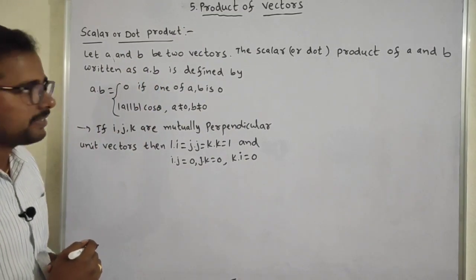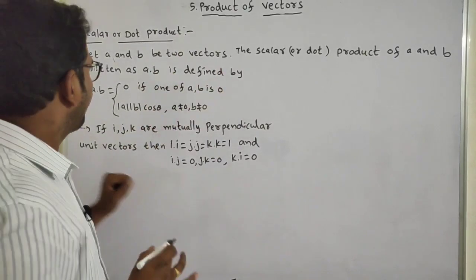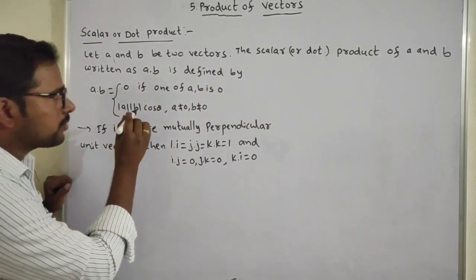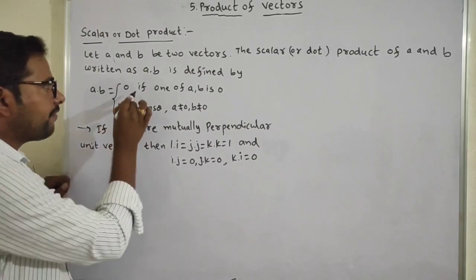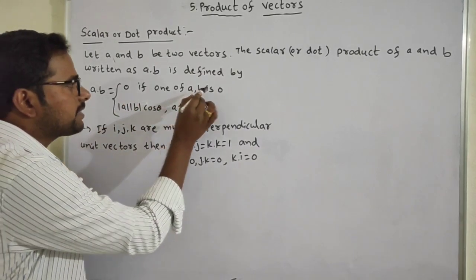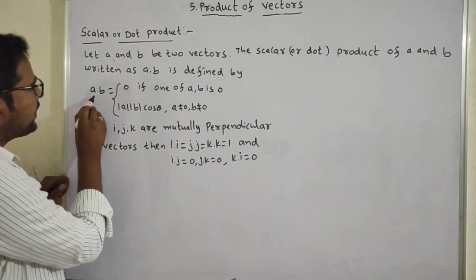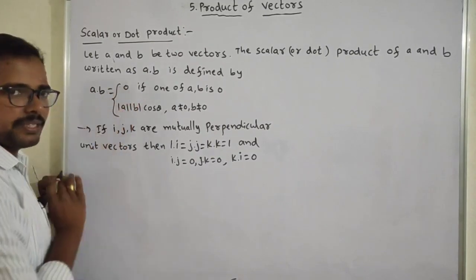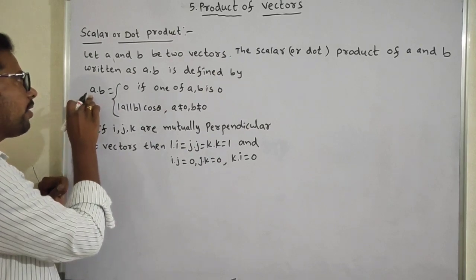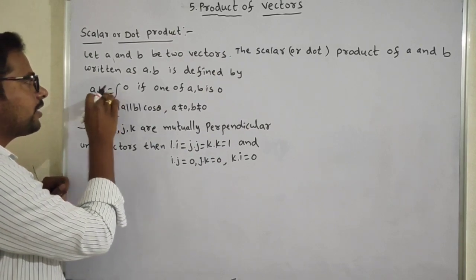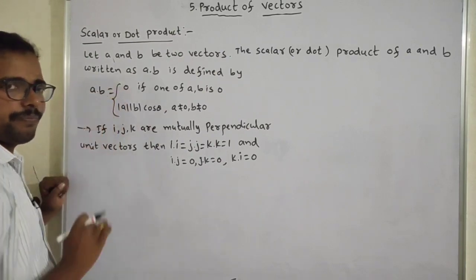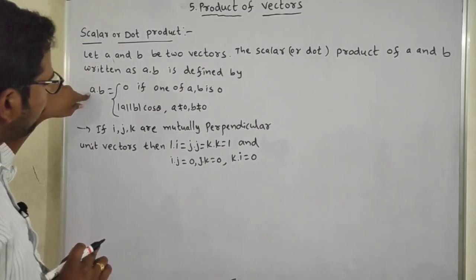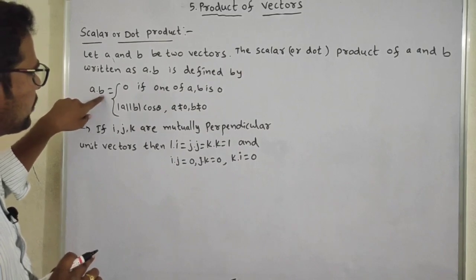Dot product is defined by a dot b is equal to 0 if one of a, b is 0. అంటే a డాట్ b అంటే రెండిట్లో ఏదో ఒకటి 0 అయింది అనుకోండి, దాని డాట్ ప్రోడక్ట్ కూడా 0 అవుతుంది. Either a equals 0 or b equals 0 అయితే a dot b is equal to 0.